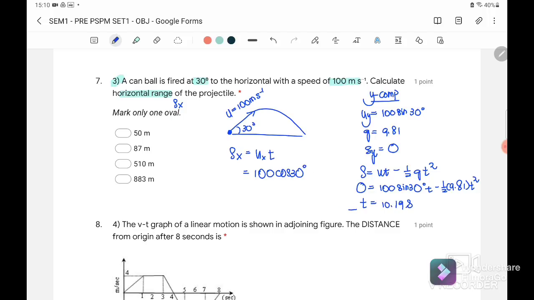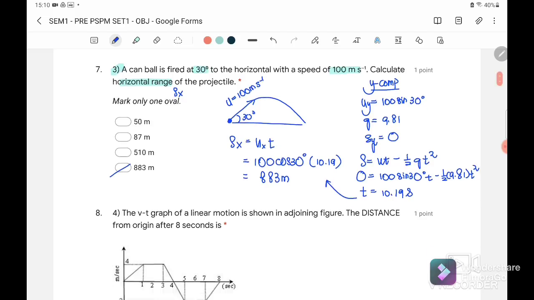After that, you substitute into the equation sx equals uxt. Okay, you substitute 10.19. Therefore, the horizontal range or the sx, the value that we will get is equal to 883 meters. So the answer is D.